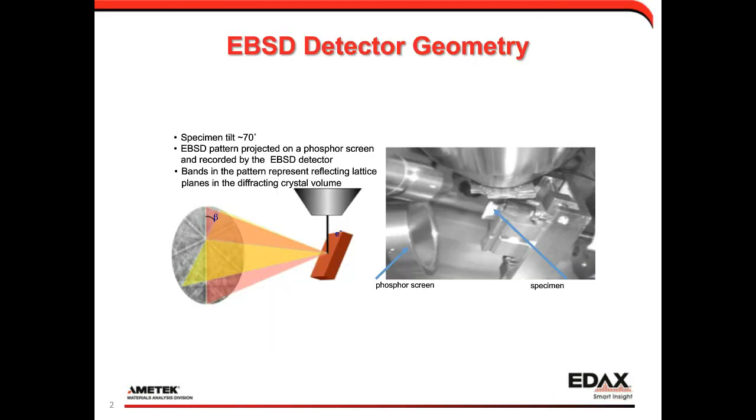So a little bit about just EBSD detector geometry to make sure we're all on the same page. I have a feeling for most of you, you understand this. Here's our detector geometry. And we can see that, of course, we have our specimen tilted to 70 degrees, basically so that we're projecting towards our phosphor screen. The pattern is then recorded by the detector, and these bands that you see are going to represent the reflecting lattice planes of the diffracting crystal volume. So basically, your crystal structure is shown by the bands. Again, this is probably old hat to most of the people in this room. Again, the tilt's pretty important, and of course, the geometry in general.